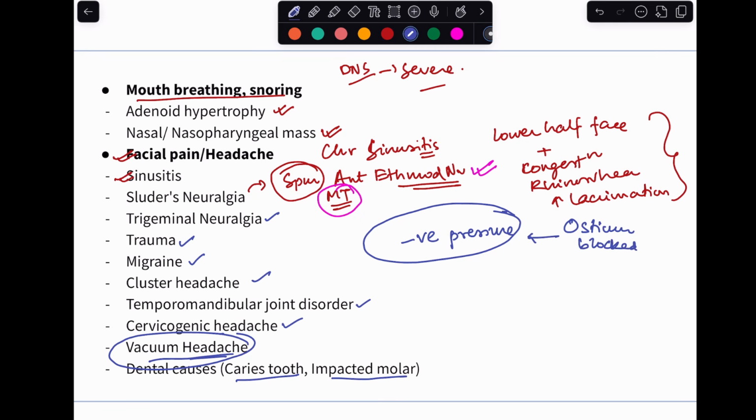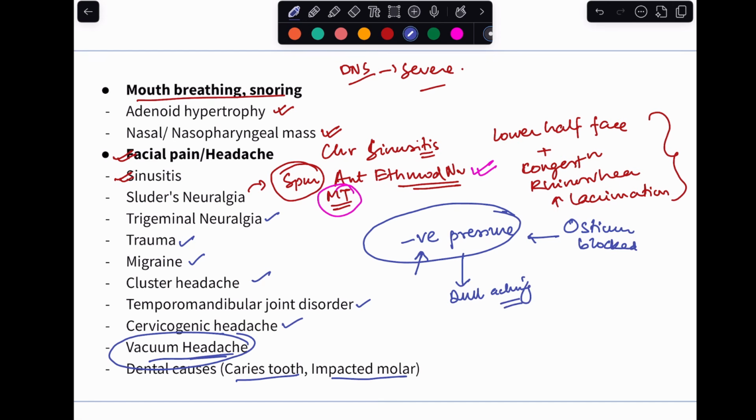This leads to development of negative pressure inside. Why is negative pressure developing? Because when the sinus ostium is getting blocked, because of any reason, maybe there is a DNS, maybe there is a spur, or maybe there is some mucosal edema. So the air inside the sinus starts getting absorbed. Now, as the air starts getting absorbed, there is a negative pressure that develops inside the sinus, and then the sinus mucosa gets stretched. And as a result of this, we have a dull, aching kind of facial pain, and that is known as vacuum headache.